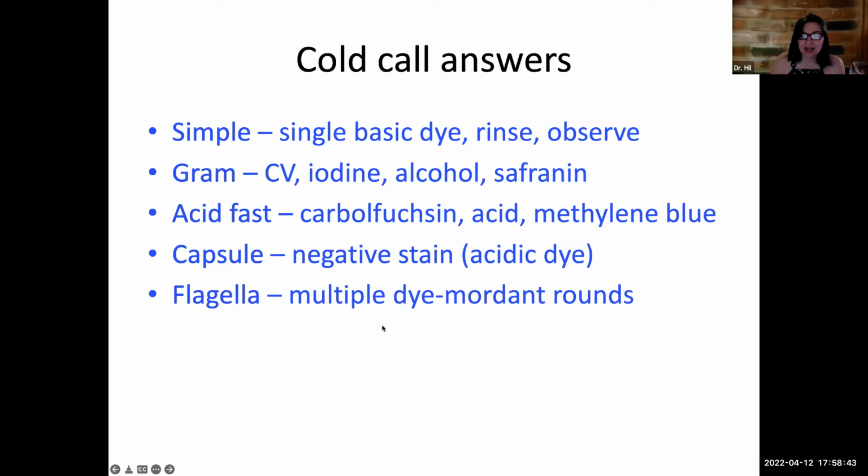But often, as Kelly mentioned, the dye is carbofuscin. It can be other things too. It doesn't have to just be that, but that's a common one that's used. And then a mordant that thickens it. And you do this over and over until it's thick enough to see.